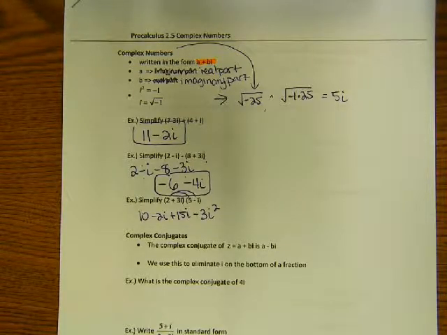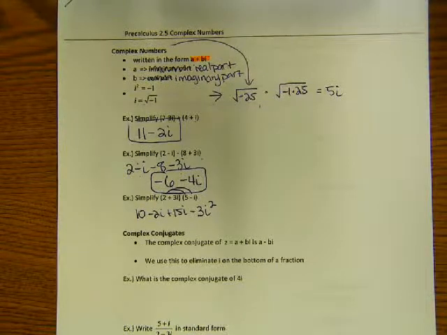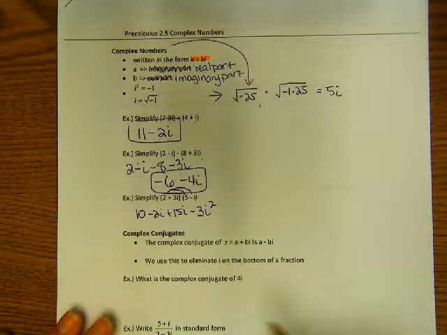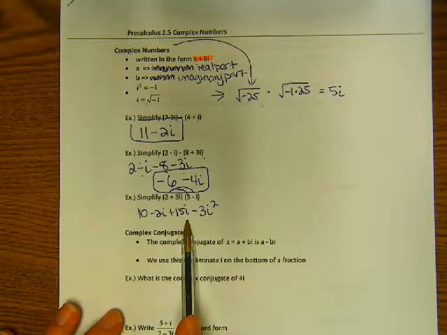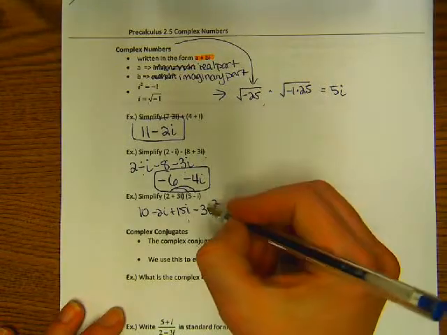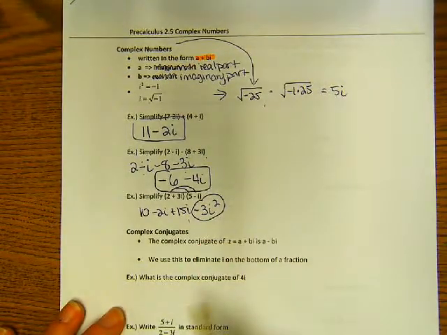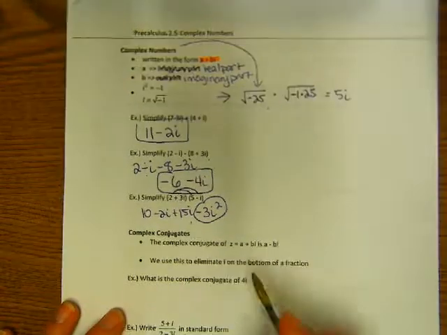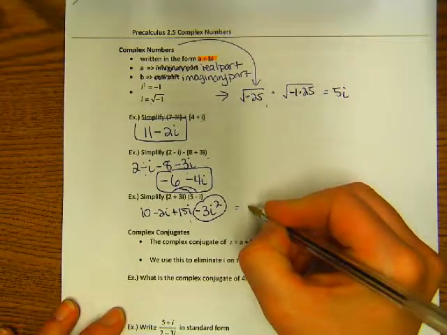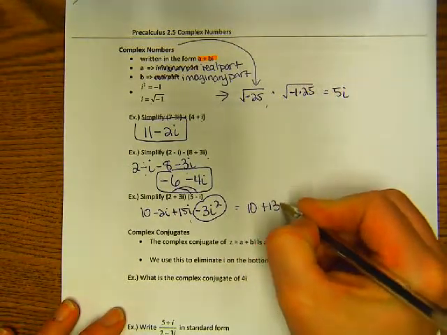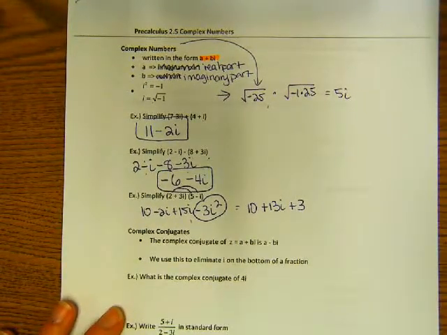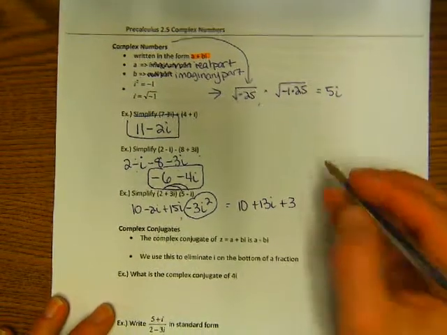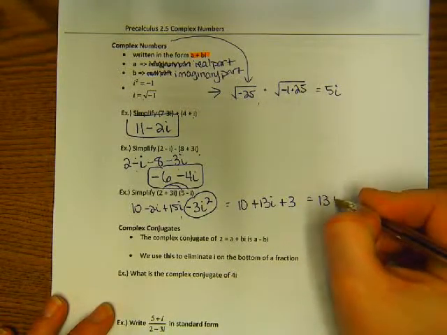That's okay. All right, so simplify that for me. Well, first of all, can I put negative 2i and 15i together? That's 13i, right? And minus 3i squared would be negative 3 times negative 1, wouldn't it? All right, so I have 10 plus 13i plus 3. So that would be 13 plus 13i.